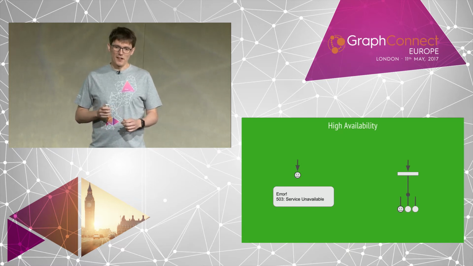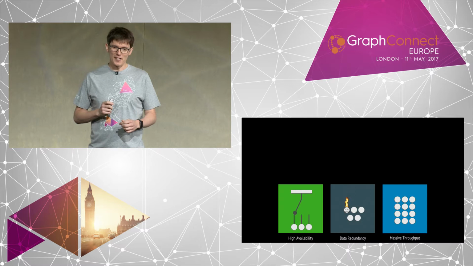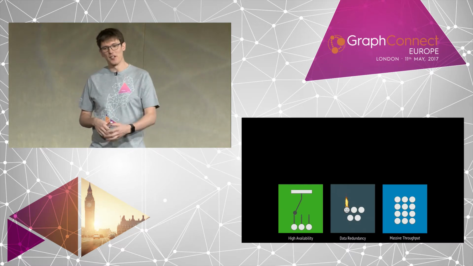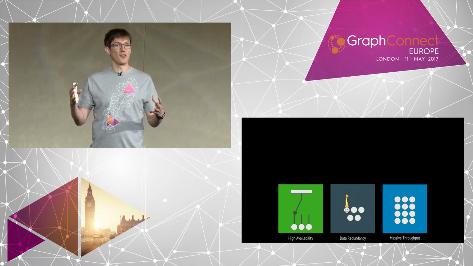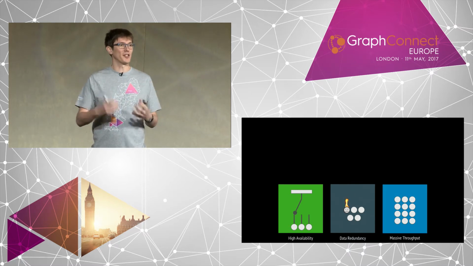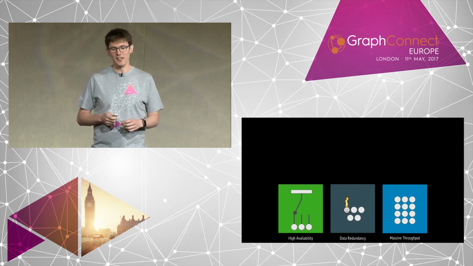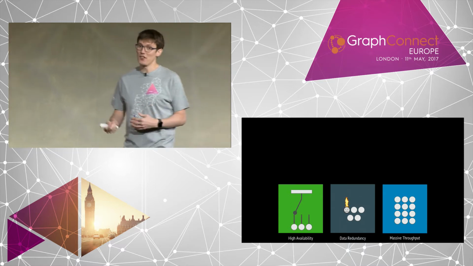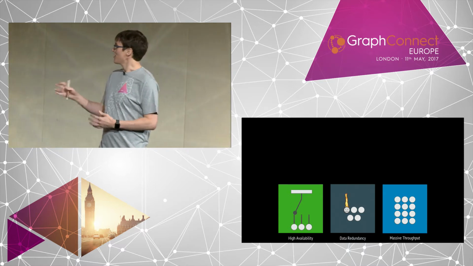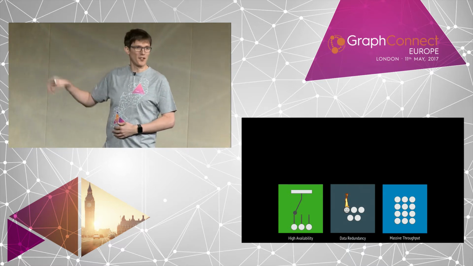So if we look at all of those together, I can summarize them like this. We've got high availability, we've got data redundancy, and throughput. And all of the clustering stuff that we do is about addressing those three needs. Now, Neo4j has been around for a long time, and we've had clustering for a long time. And actually, we already do a lot of this stuff. We've done it for years.